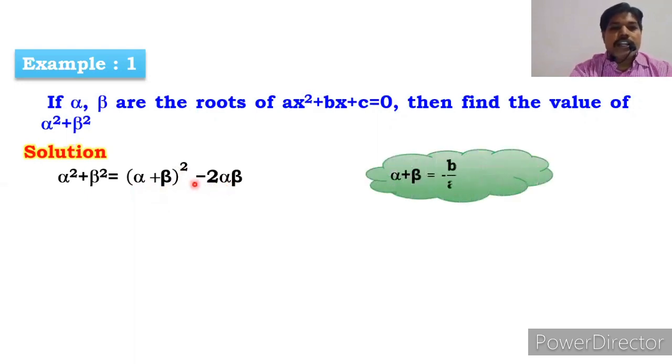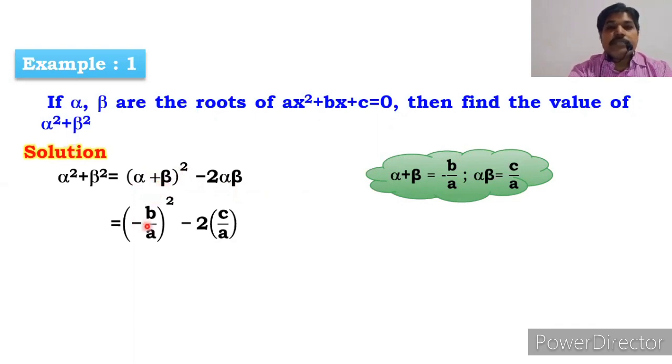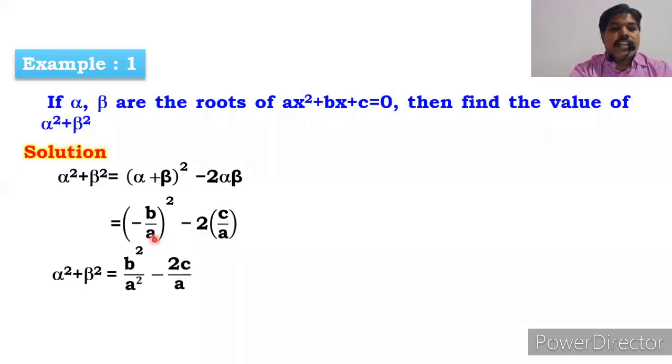So already you know that alpha plus beta value is minus b by a and alpha into beta value is c by a. Replace these two values into this form, then what you will get is, in the place of alpha plus beta you can replace minus b by a whole square minus 2 into alpha into beta value, which is c by a. Just replace that, and minus b by a whole square is nothing but b square by a square minus 2c by a.